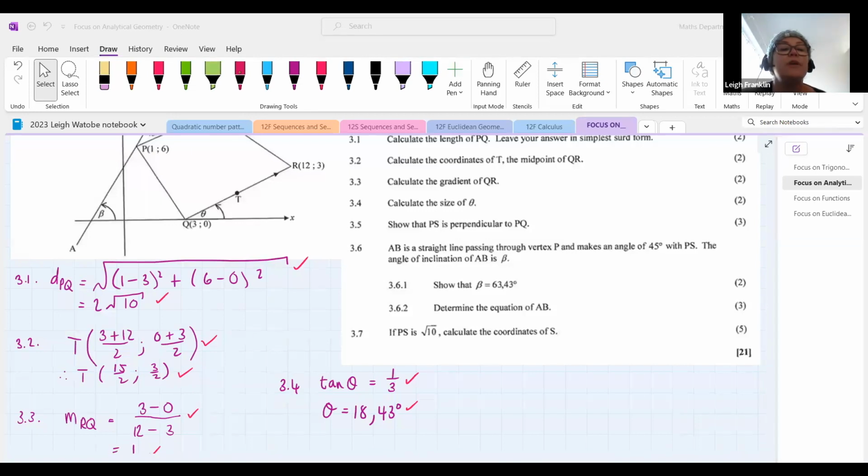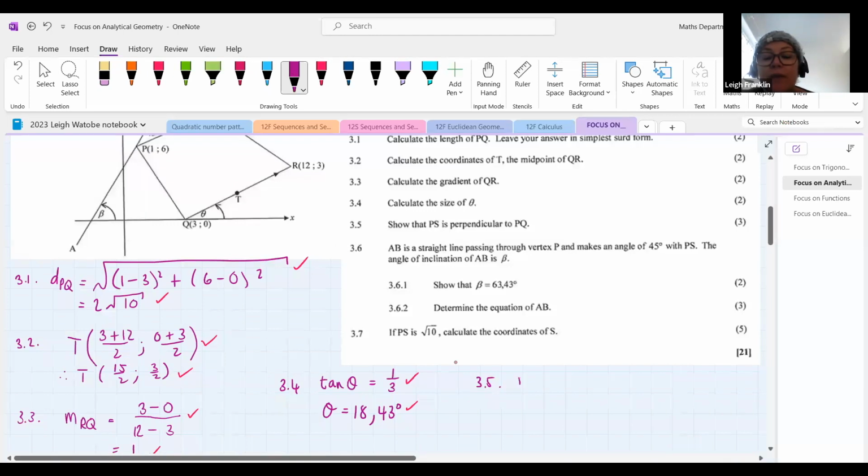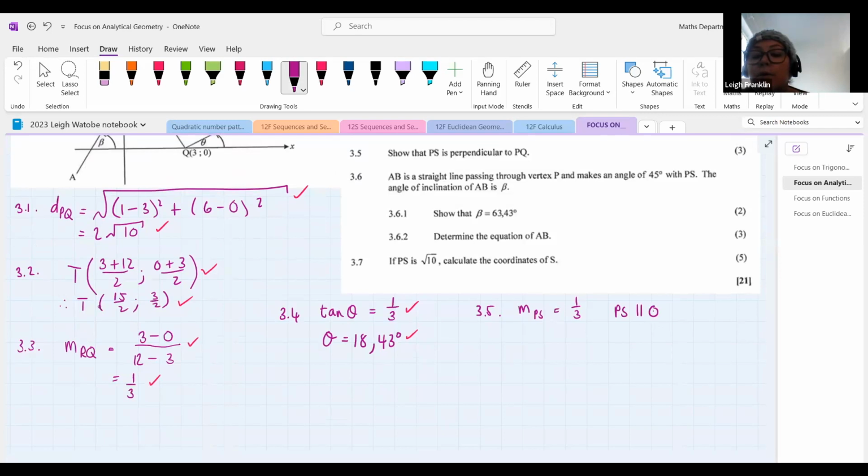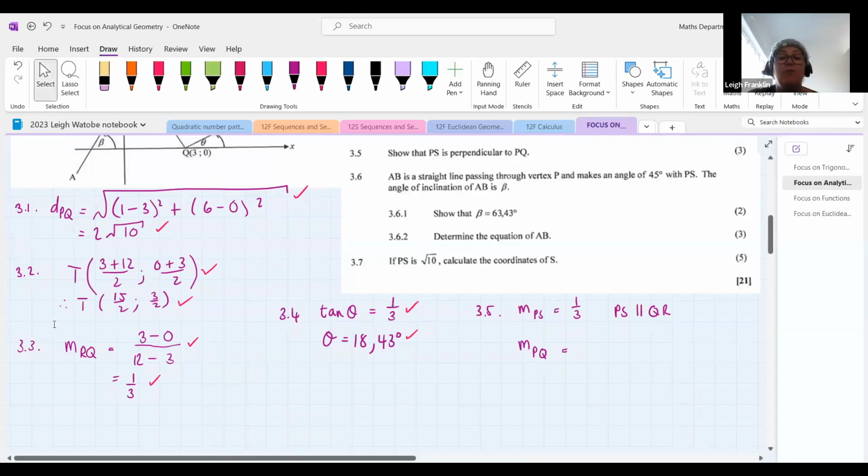So we would set this out as follows. First of all, we would say that the gradient of PS equals 1/3, and that is because PS is parallel to QR. Now we want to calculate the gradient of PQ. Can you see how if you tell the person marking your work, this is the gradient of PS, this is the gradient of PQ, then they can easily follow your argument and mark you correct for what you are doing.